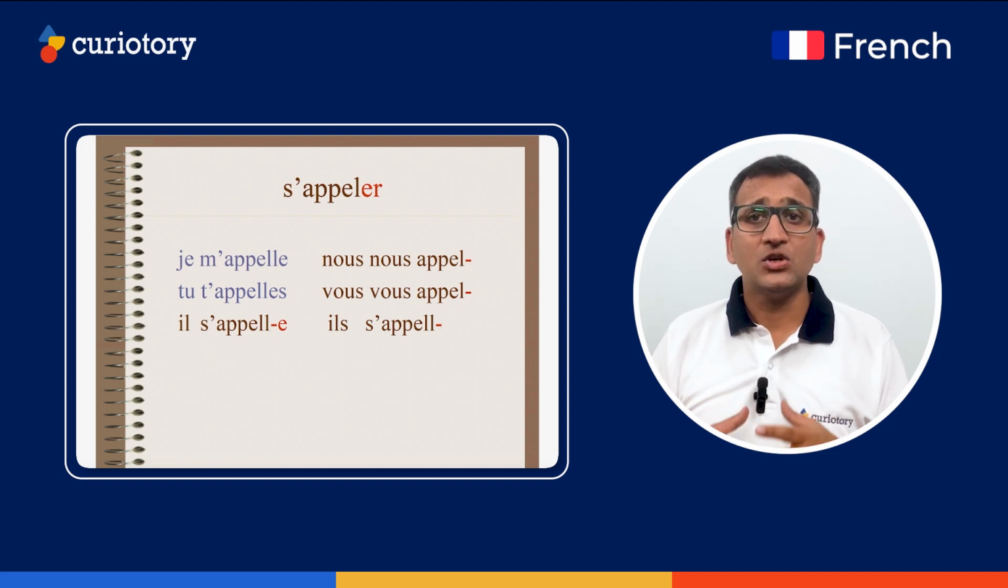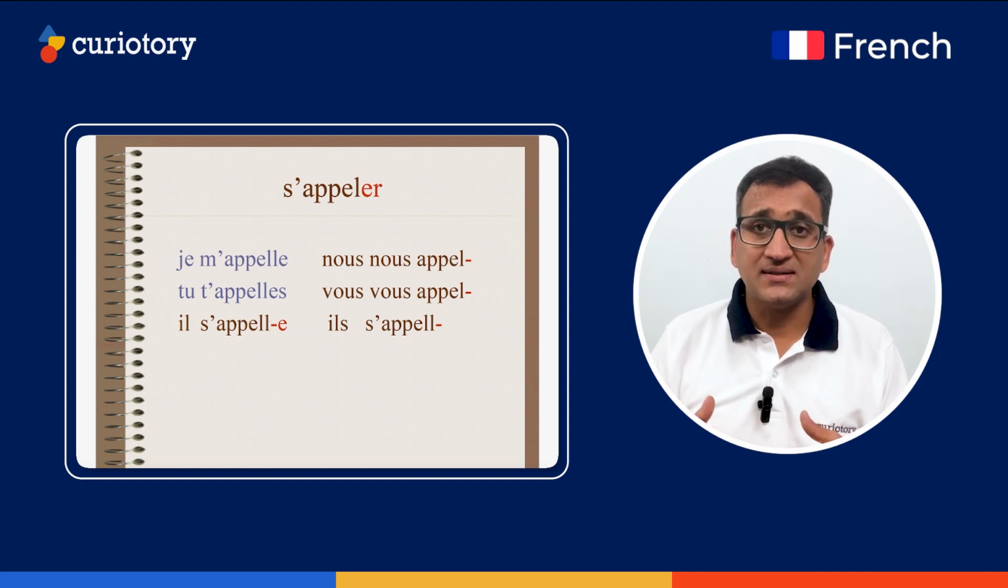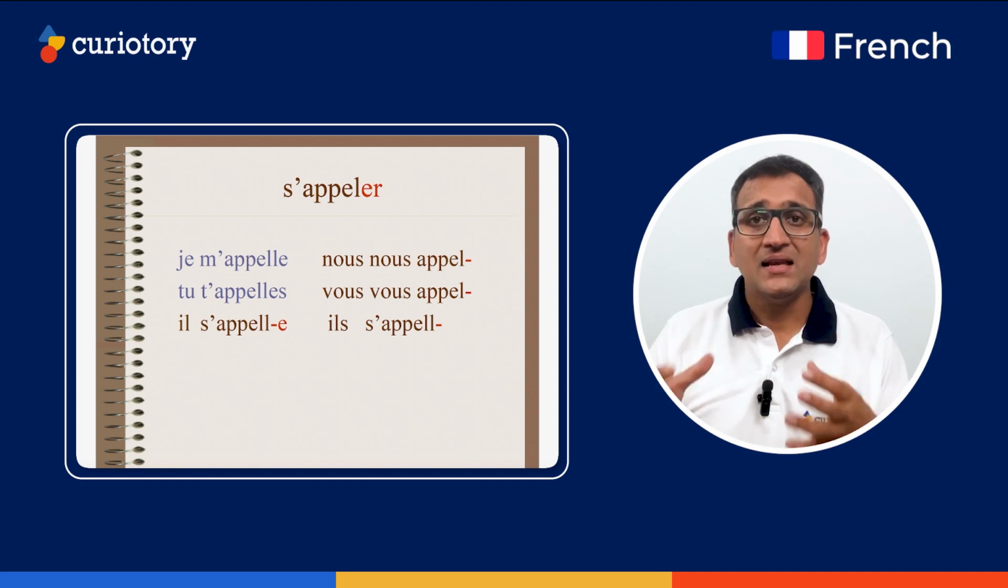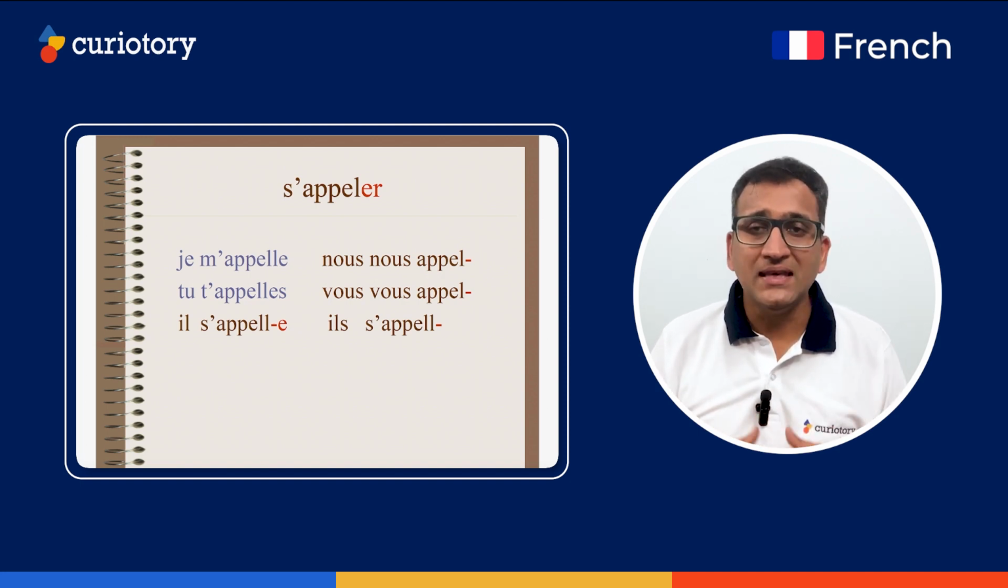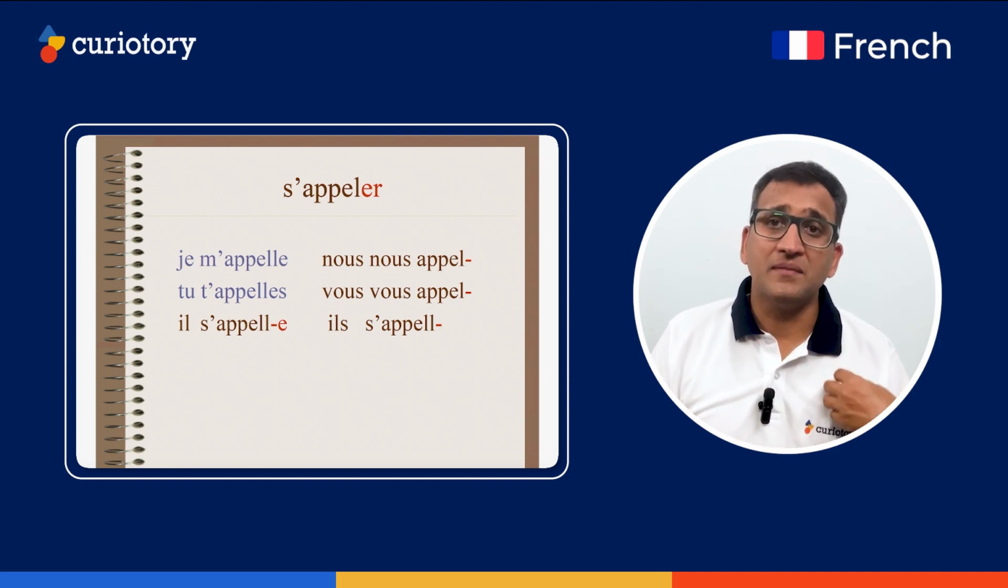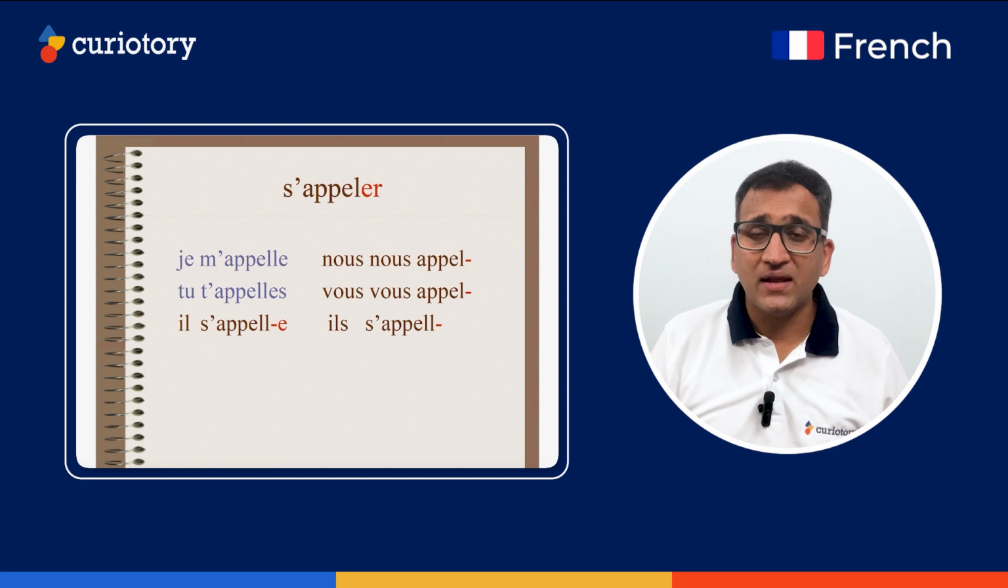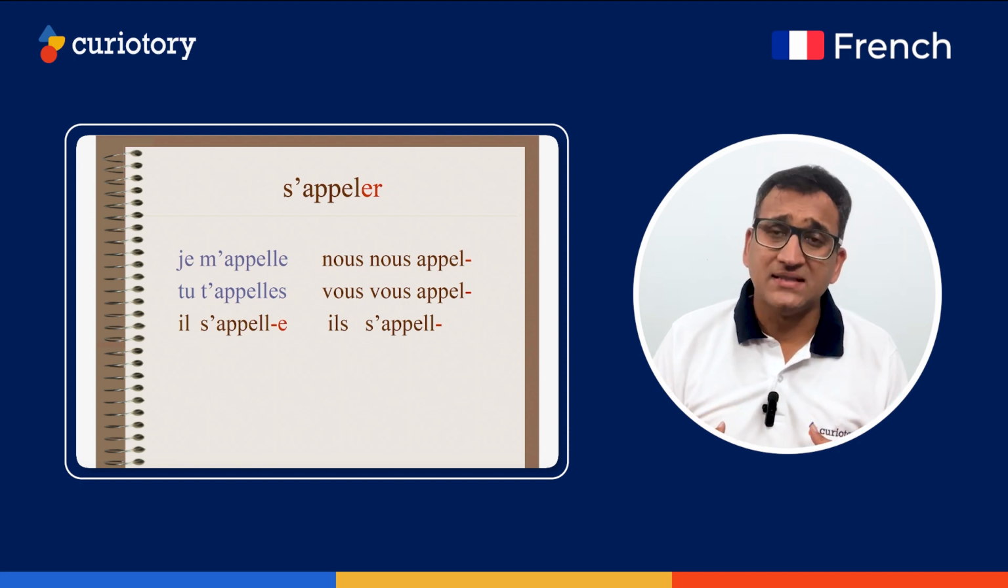So je m'appelle, tu t'appelles, the pronunciation stays the same. Je m'appelle, tu t'appelles. In the first version, it's e at the end. In the second, with tu, it is tu t'appelles with es. With il s'appelle, it's e. Now with nous, let's say I am addressing myself and my friend as well, and we say our name is, let's say, if I need to say.